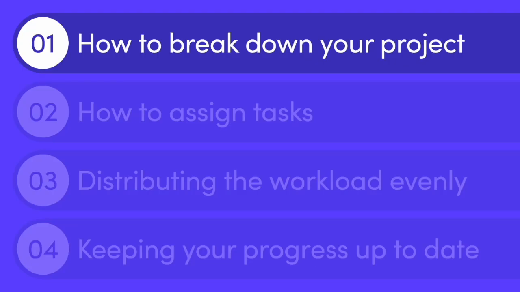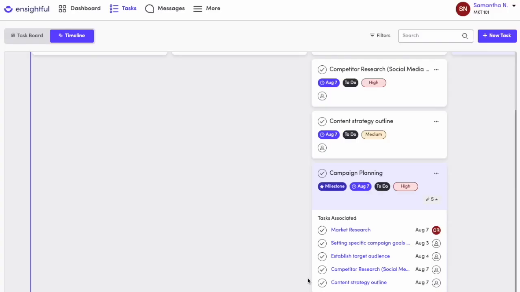Now that we've created all of our tasks, let's start to assign them. As a team, you now have to decide who will do which task. Go through all of your tasks and assign a team member to each one like this.